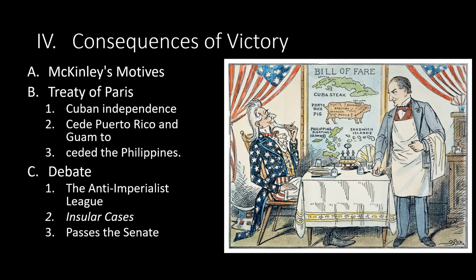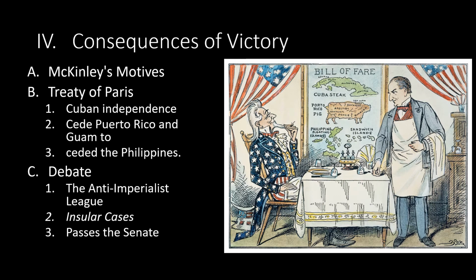The Anti-Imperialist League, which included William Jennings Bryan, Andrew Carnegie, and Jane Addams, opposed the Treaty of Paris. They claimed that acquiring the Philippines denied life, liberty, and the pursuit of happiness to the Filipino people. Did the Constitution follow the flag? Anti-imperialists claimed yes. The imperialists said no.